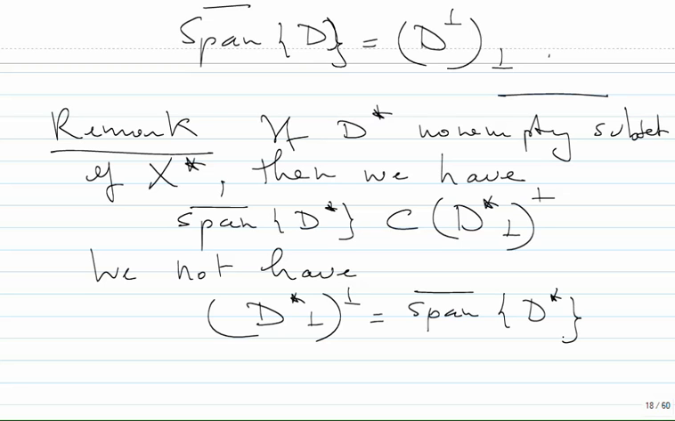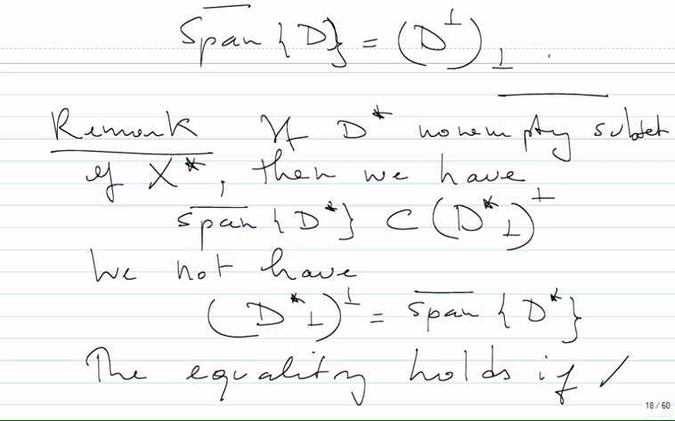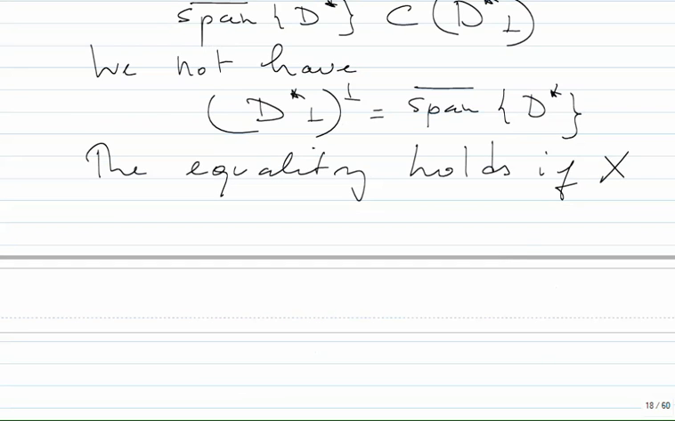If the space is reflexive, the equality holds if X is reflexive. That's basically the conclusion in the previous theorem. The previous theorem would tell us the equality when X is reflexive. So what happens when X is not reflexive? Let's take an example.